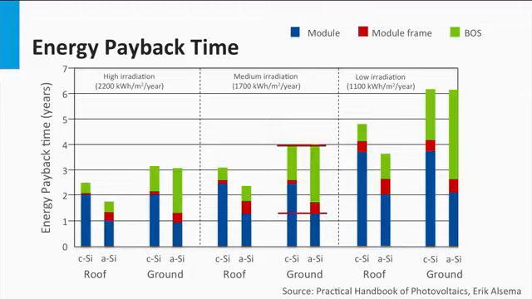Thin film amorphous technology based PV panels pay themselves back faster in terms of energy due to their low energy manufacturing process. However, the balance of system for the PV system based on the same technology has a larger payback time, owing to lower yield of the amorphous silicon panels. In general, the energy payback time across technology and irradiance levels is seen to be between 2 to 6 years.